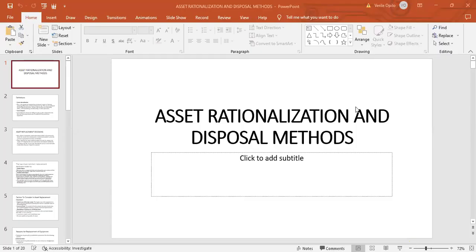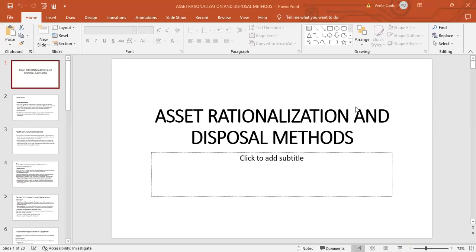Today we will be looking at asset rationalization and disposal methods. We will be looking at how organizations can determine when is the right time to dispose of their assets. In the last class, we had looked at aged assets.